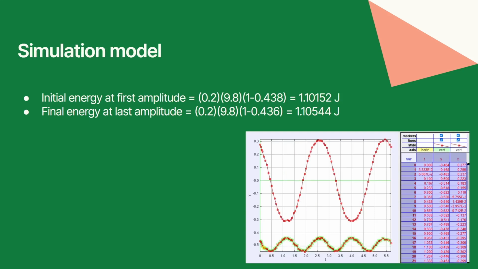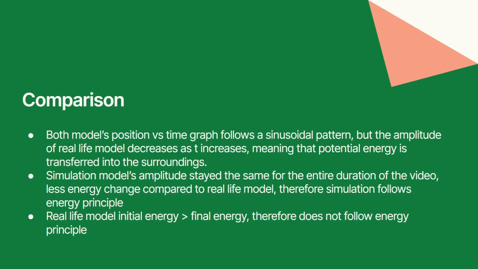So here's the simulation model, and as you can see, compared to the real life model, the difference in energy is really small, but there's only a difference because there is human error in plotting data points. So in comparison, both models' position versus time graph follows a sinusoidal pattern, but the amplitude of the real life model decreases as t increases, meaning that potential energy is transferred into the surroundings. Simulation model amplitude stayed mostly the same for the entire duration of the video. Way less energy change compared to the real life model, therefore the simulation follows the energy principle.